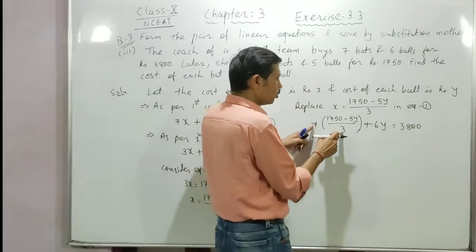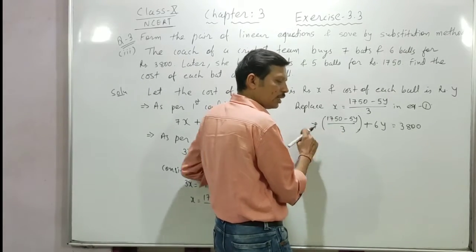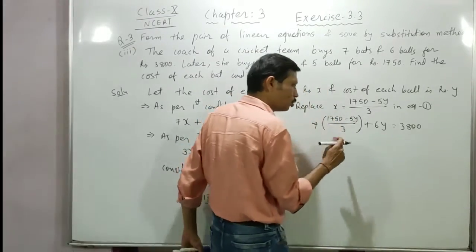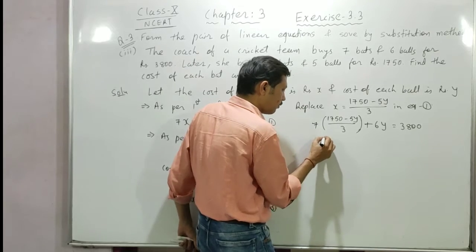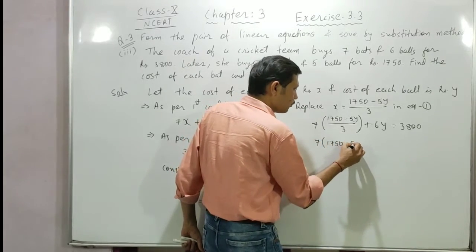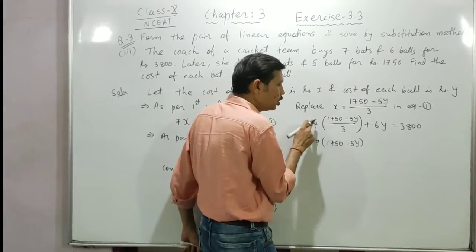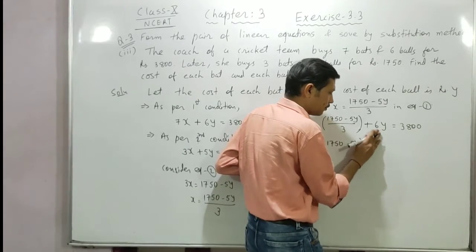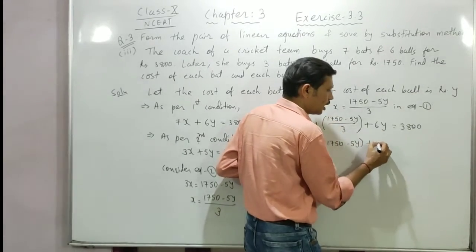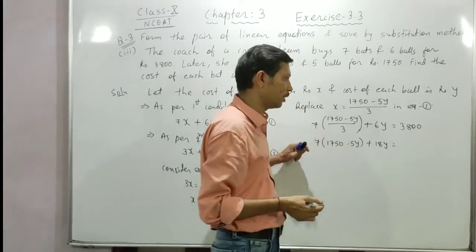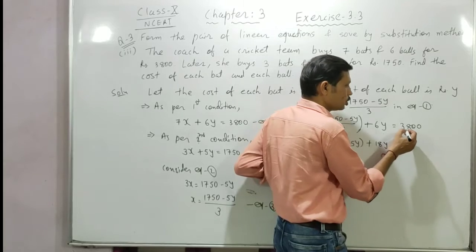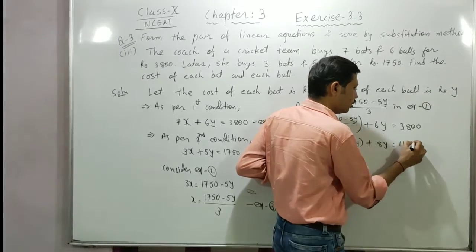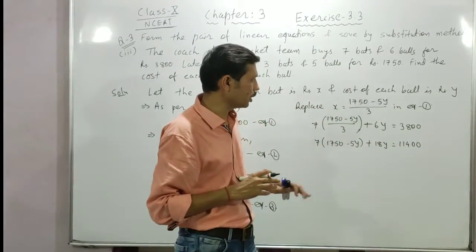Clear? Now here no product or cancellation is possible, so we multiply 7 in the numerator and take 3 as the LCM, taking both things together. For 1750 minus 5y, the LCM is 3, so here 3 is already there, so no change in the numerator. But in the denominator of 6y there is no 3, so it's 1, and 3 ones are 3. So we multiply 6 by 3, that is 18y, and 3800 multiplied by 3 is 11400.